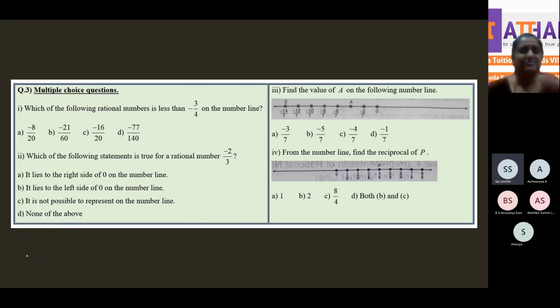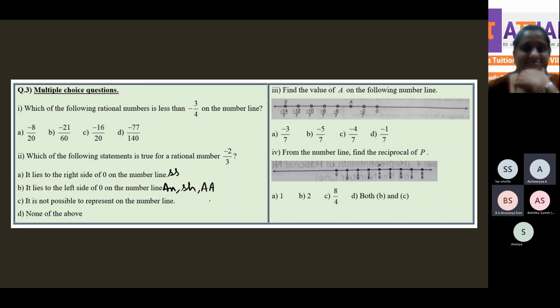Okay, next one, children. Option A, ma'am. B, ma'am. Anantika says B. Okay, Shreya, B, ma'am. Sai Smriti, A, ma'am. Aishwarya, B. Aishwarya, C. Okay.